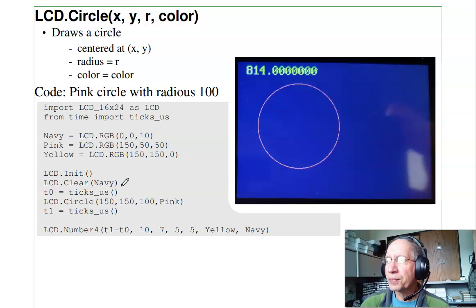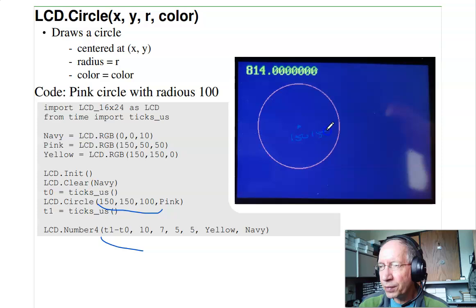There's a circle command. For example, right here, I am going to draw a circle. There it is. The origin is right here at 150, 150. The radius is 100, and the color is pink. So I define the colors, initialize the display, clear it with a navy background, draw a circle. That took 814 milliseconds to draw. Again, kind of slow. What it has to do is go pixel by pixel around the circle.